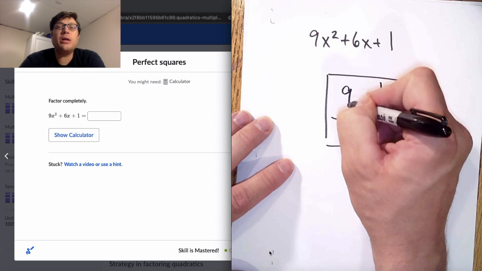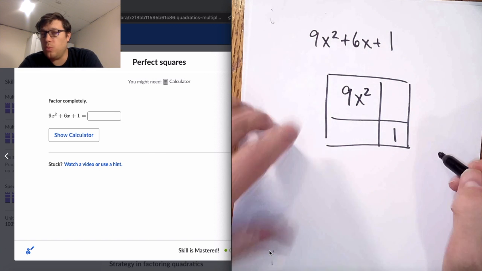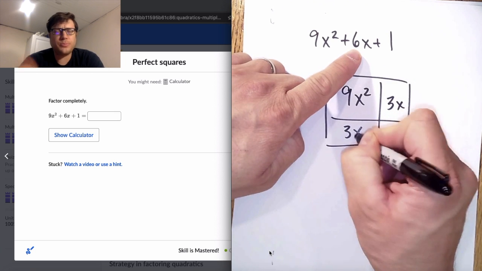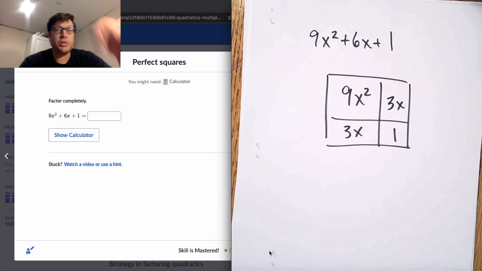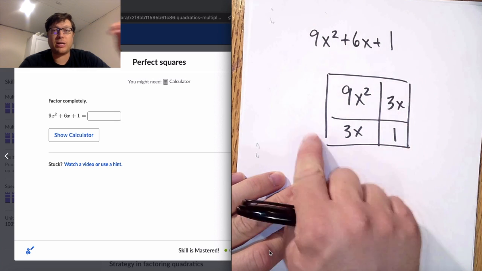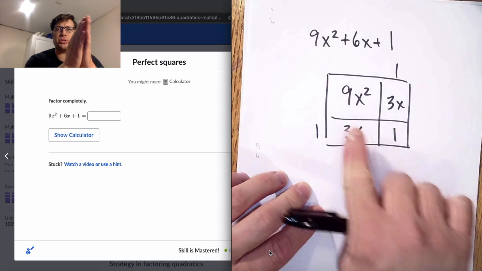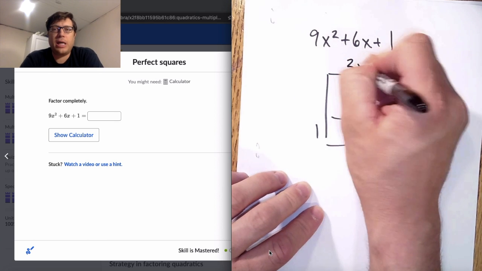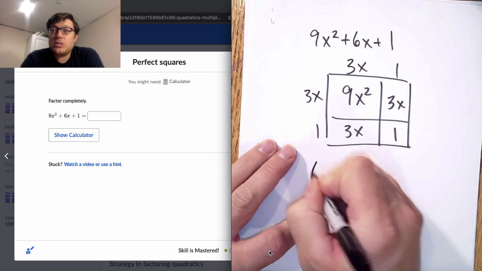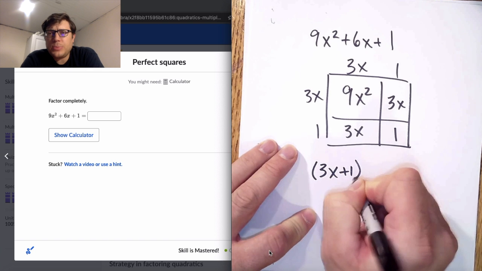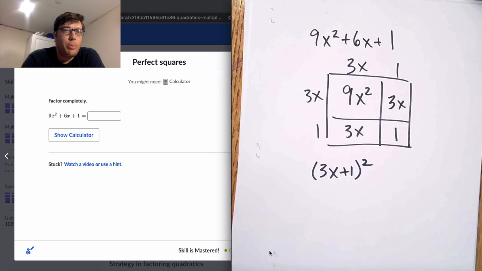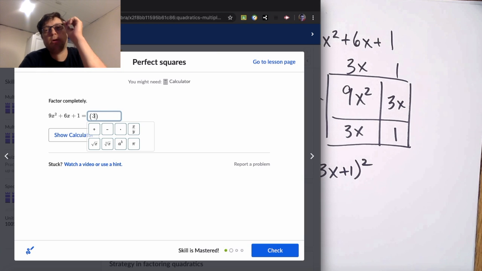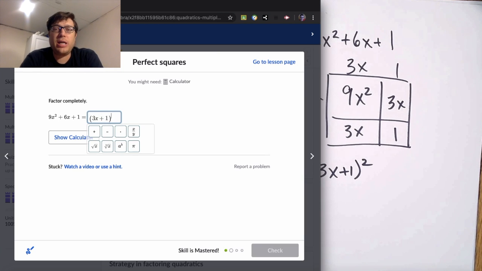Just dive in. 9x squared goes in one corner, 1 goes in the other. The only way to get a 1 is to get 1 times 1. Oh, I forgot my strategy. These are perfect squares. So the way to factor perfect squares is you split the middle term in half, and it occupies the two remaining corners, like 3x. 9x squared is 3x times 3x, and 1 is 1 times 1. So boom, those are the two pieces of the binomial that make up your factored form, 3x plus 1. That quantity is squared.